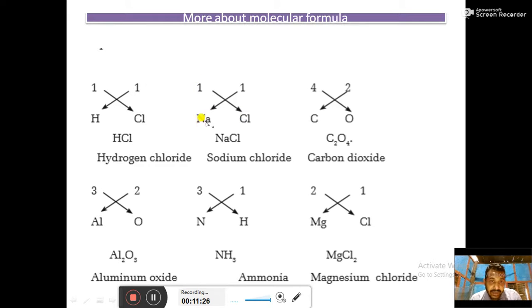Here 1 and 1, cancel it, NaCl. Similarly, carbon dioxide. Carbon means C, its valency is 4. Oxygen O, its valency is 2. Just crisscross and cancel this. This will be 2 times 2, meaning C2O4. So you can cancel this one and you can write CO2.